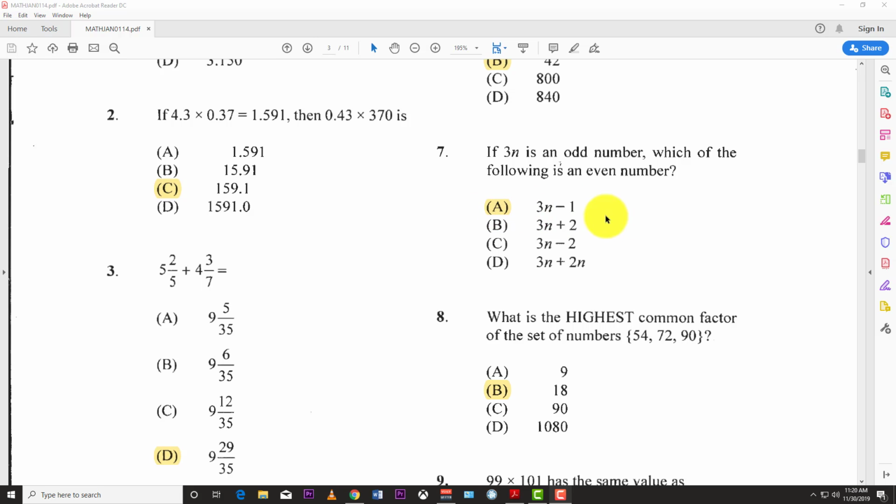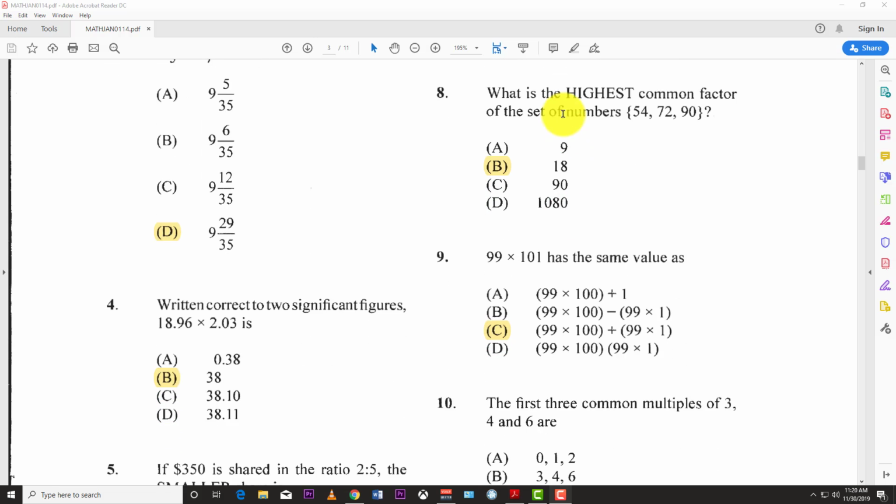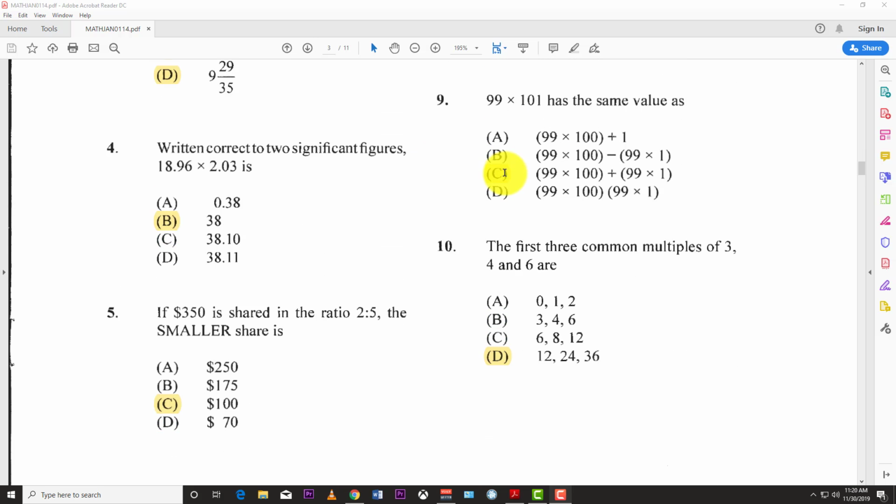Number 8, what is the highest common factor of the set of numbers 54, 72, and 90? And the answer here is B, 18. Number 9, 99 times 101 has the same value as, and the best answer here is C, bracket 99 times 100 plus bracket 99 times 1.